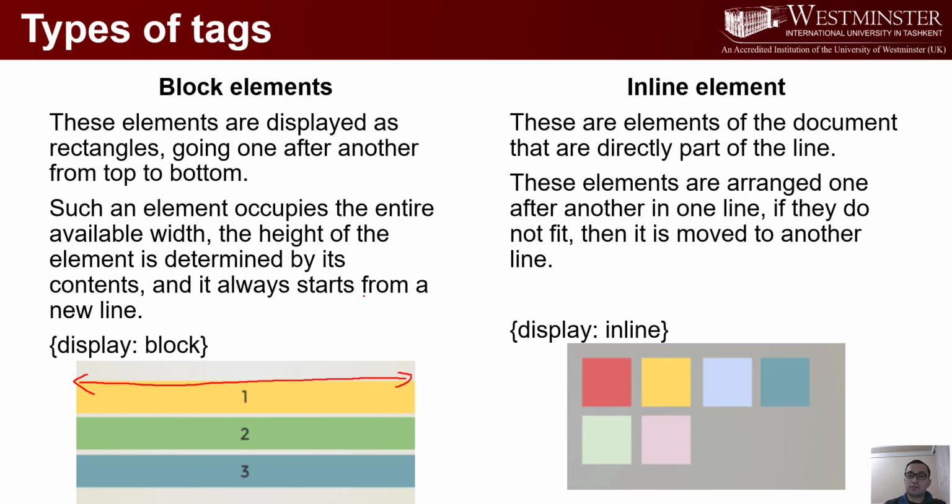What about inline elements? The second type of tags in HTML is inline elements. These are elements of the document that are directly part of the line. These elements are arranged one after another in one line. If they do not fit, then they are moved to another line. So as you can see, compared to block elements, inline elements are not taking the full width. They are just taking the width which is needed for their content, and they are going in one line with other elements. Whenever there is no space in this line, the item is moved to the next line.